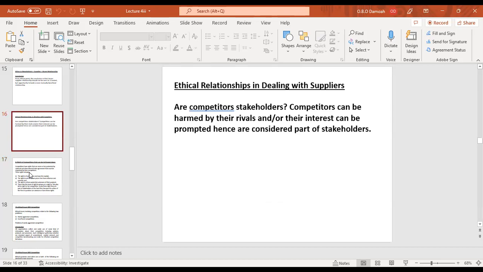So, what does this mean? Now, those who supply water to Wisconsin, they are not Wisconsin's competitors. Competitors are University of Ghana and Wisconsin who do the same thing. So, now look, we are not talking about buyer-seller. We are now talking about competitor and competitor. Now, in the exams, the first thing I will ask you is: are competitors stakeholders? And the answer is yes.